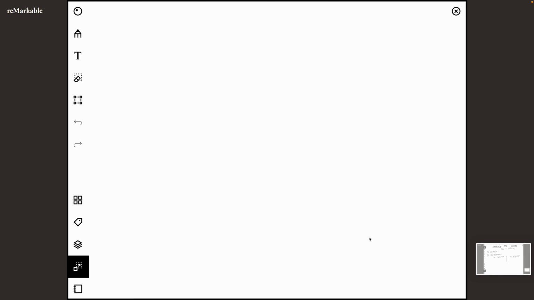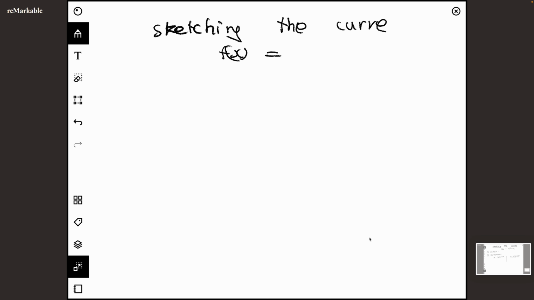In this video we are going to see sketching the curve f of x equal to x cube plus x. There are 7 steps. You know that the first step is finding the domain. This is a simple polynomial, so the domain is all real numbers.